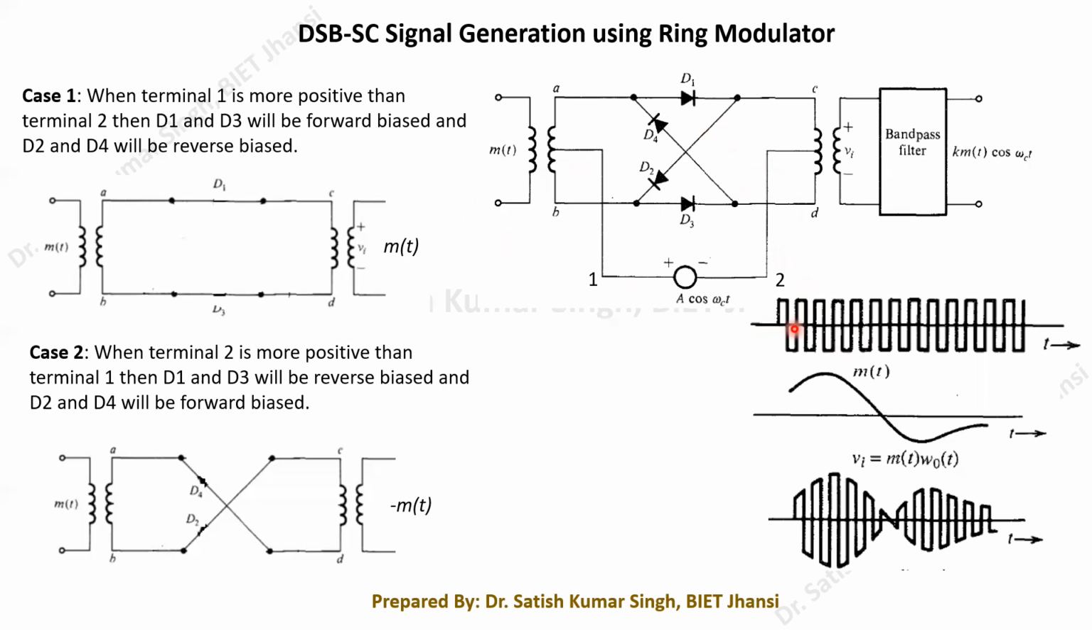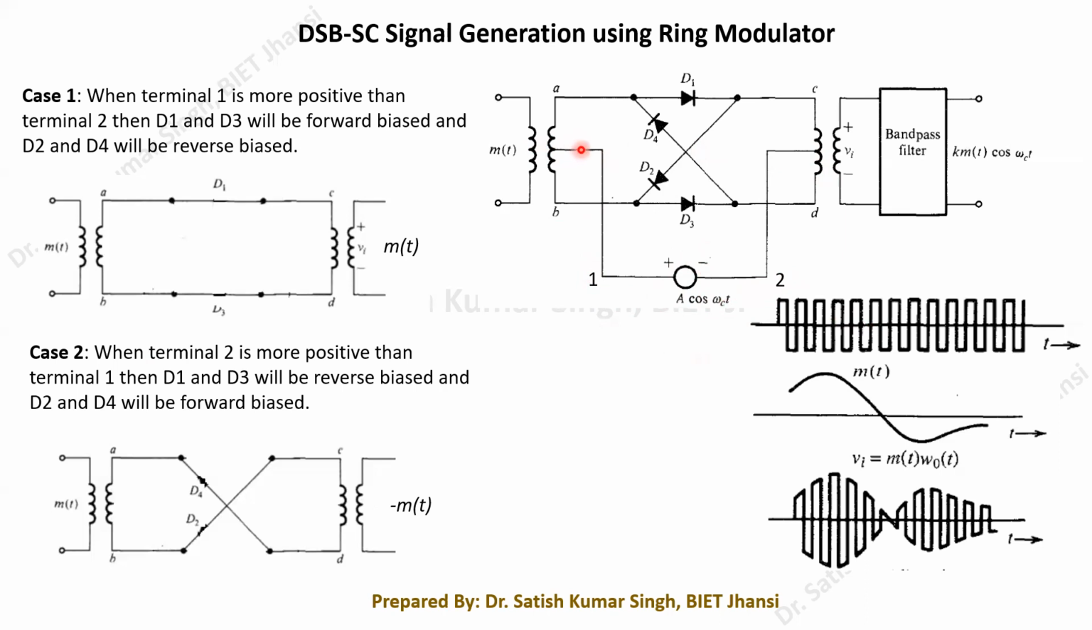That means the polarity of the square wave is what will control the turning on and turning off conditions of the diode. So how it is going to control that, we have to look at. Let us suppose that at this terminal 1 we have connected this type of square wave as a high frequency carrier. Whenever terminal 1 is at more potential than terminal 2, then this terminal will be at more potential than this terminal.